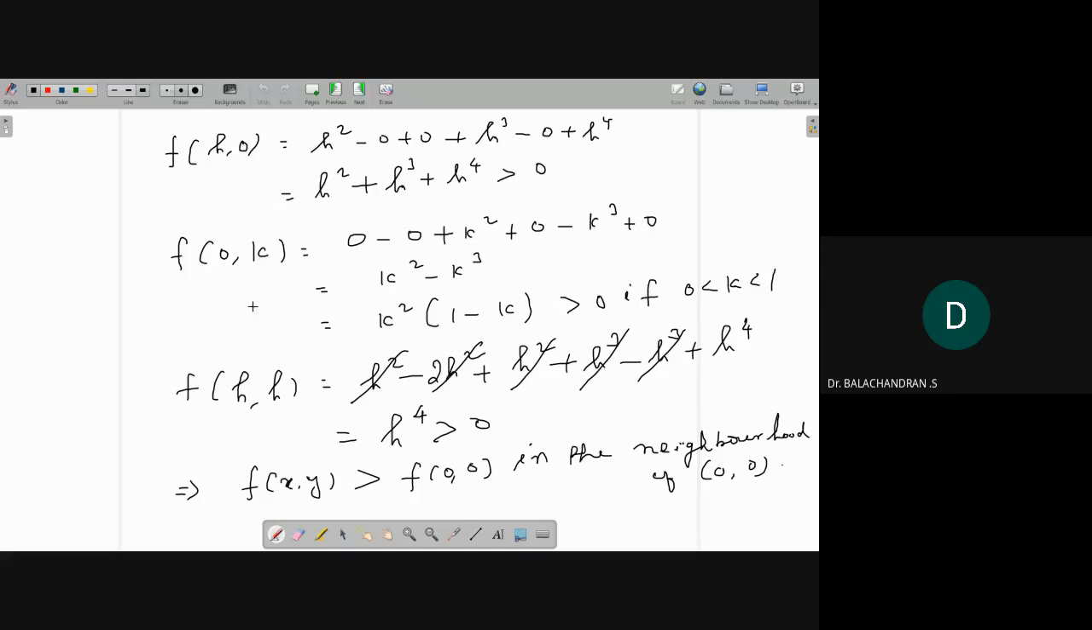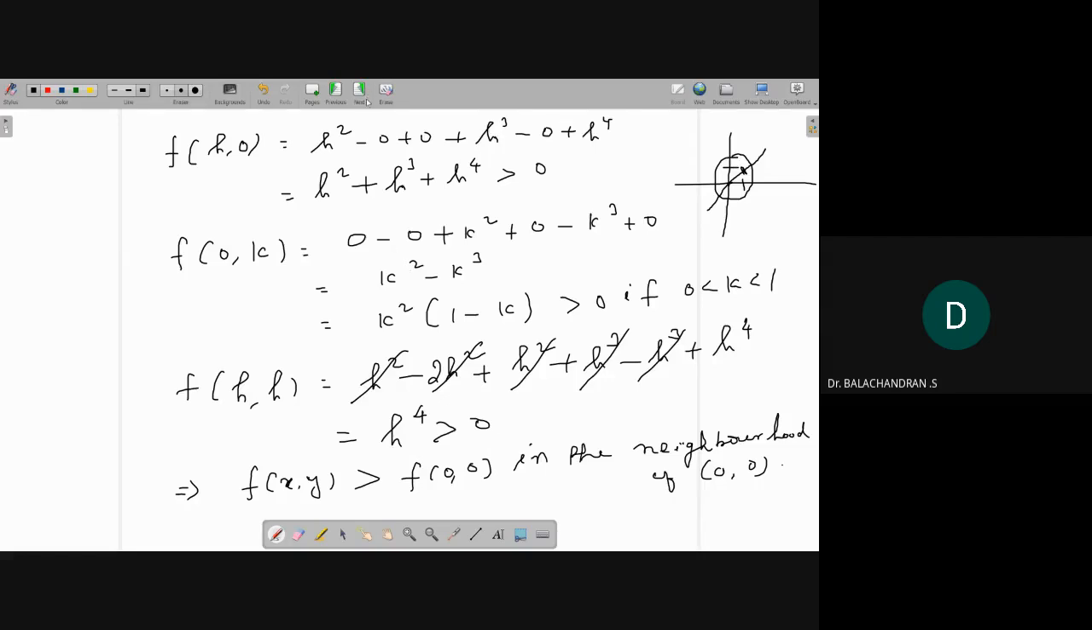For this, I am taking these 3 points. One is h comma 0, another one is 0 comma k, and another one is the point h comma k. So I'm taking points very close to the neighborhood of 0 comma 0. I'm taking 3 different points. Even you can take some other points. For my convenience, I'm taking these 3 points. Even you can take some other curve. But it should be very close to the origin 0, 0, and you should check whether it satisfies the same condition.